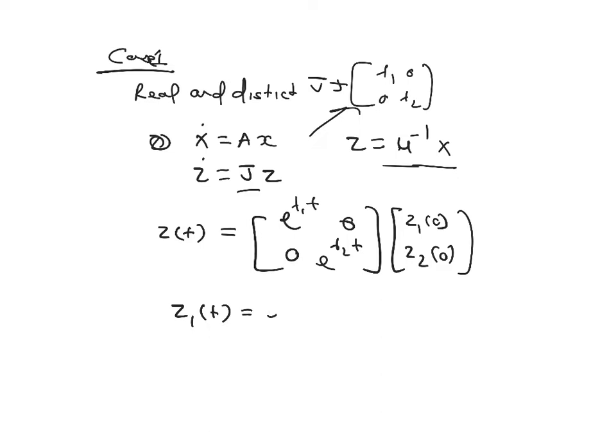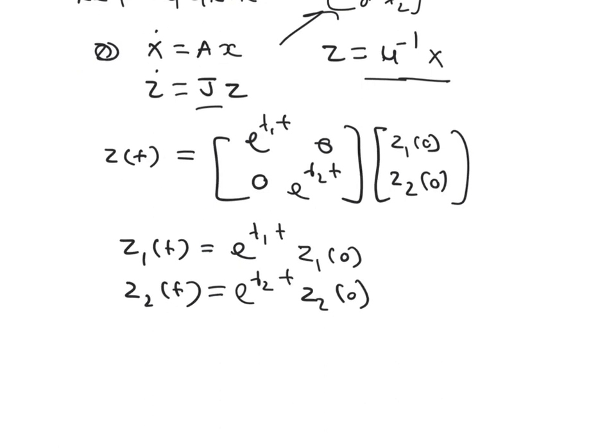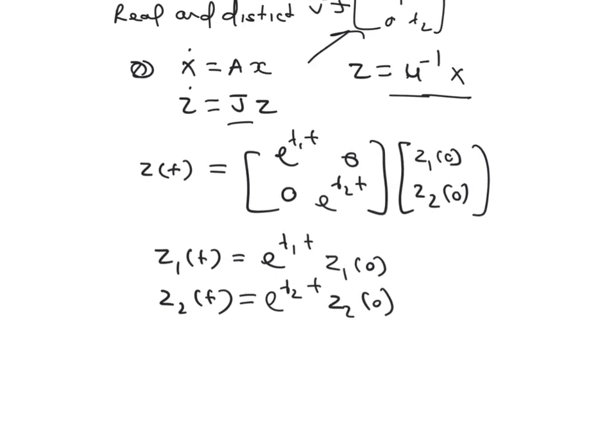Z1(t) equals e to the power lambda 1 t Z1(0). So they are not mutually dependent. See, one state does not depend on the other state, in this case at least, right? And Z2(t) is e to the power lambda 2 t Z2(0). So that's the solution. So how do you think this should look? And if I draw a plot for this, you have Z1, this axis, Z2, this axis, right?